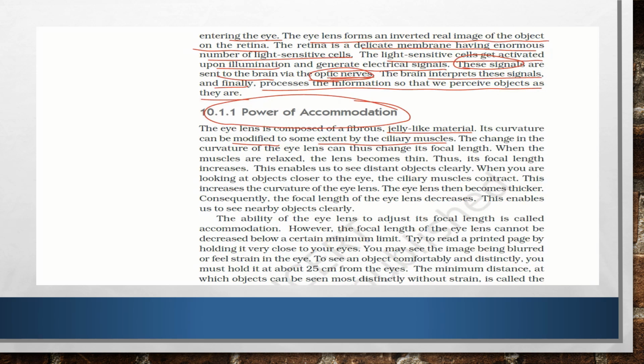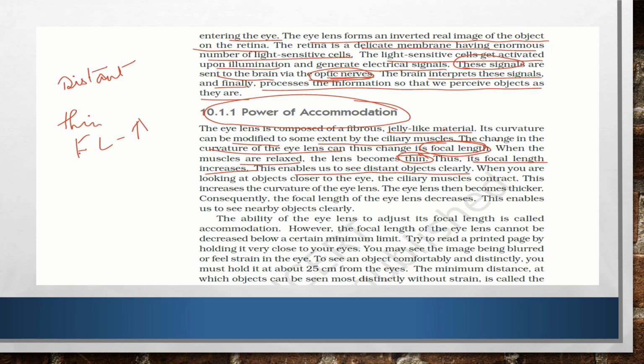So the change in the curvature of the eye lens can thus change its focal length, right? How is this focal length change being done? When the ciliary muscles are relaxed, the lens becomes thin, and thus the focal length is increasing. So the first part is, when the lens becomes thin, the focal length increases. This enables us to see the distant object clearly.